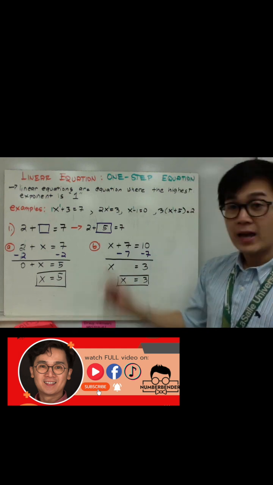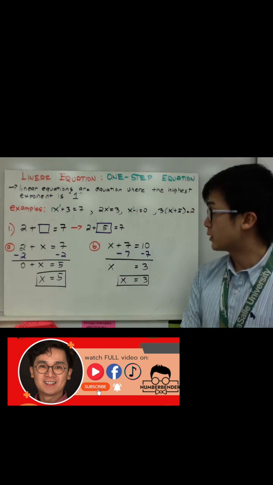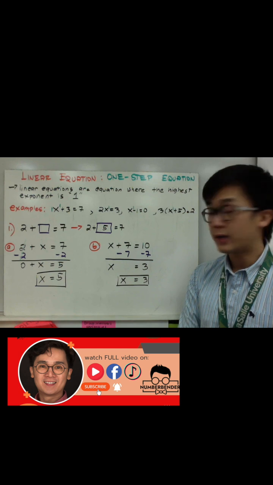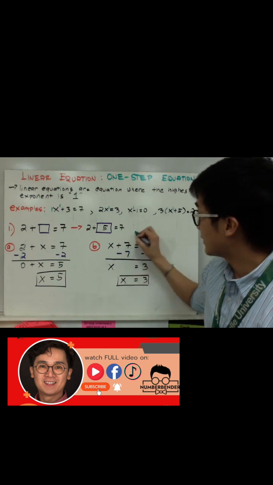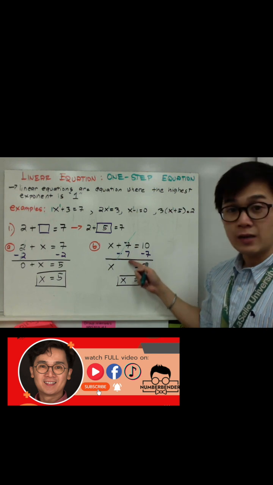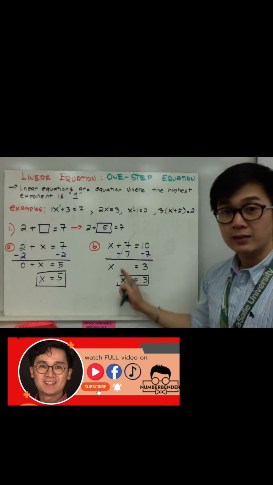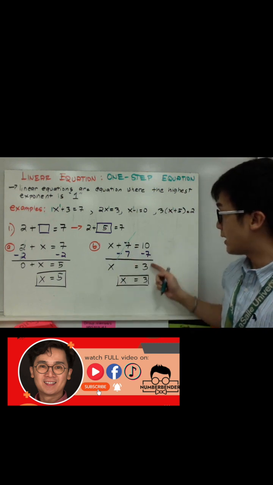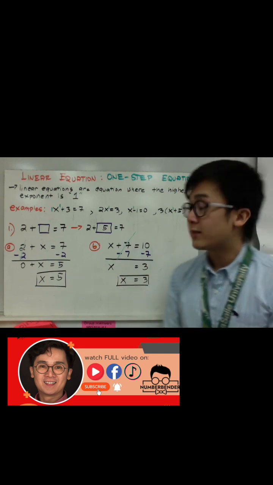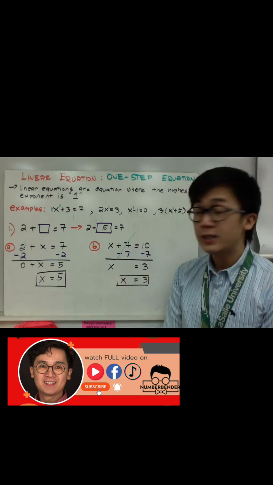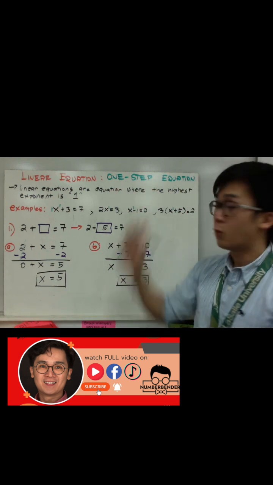In similar fashion, if we have x plus 7 is equal to 10, to get rid of 7 by x, you need to subtract 7 on both sides, so you can cancel this out. 7 minus 7 is 0, and notice that I did not write 0 anymore. 10 minus 7 is equal to 3, so x is equal to 3. This is how we simply solve a linear equation using one step.